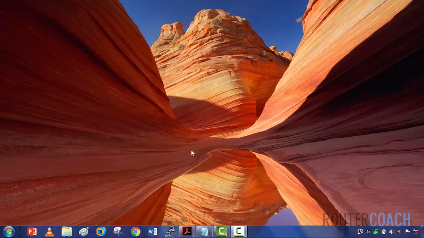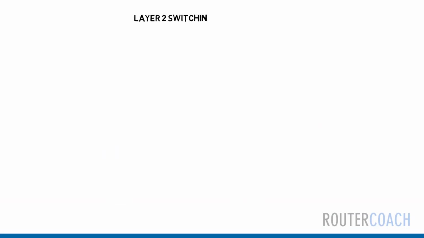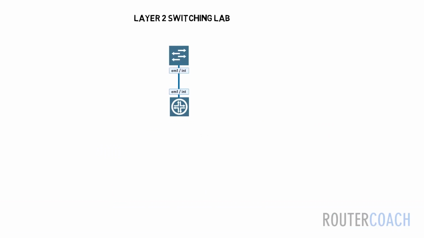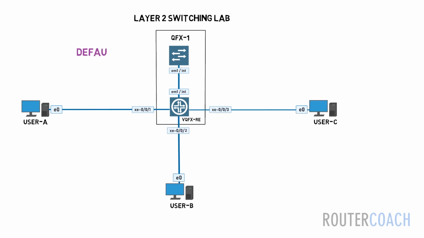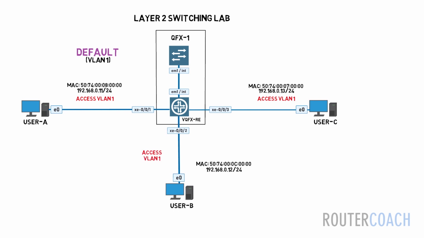So with that being said, let's examine our layer 2 switching diagram. In our diagram, we've got a Juniper VQFX switch utilizing the RE and the PFE. So you've got the routing engine, the packet forwarding engine, and connected to the switch we have three users. Let's call them user A, user B, and user C. They're configured with the IP addresses 192.168.0.11, .12 and .13 respectively, all with a /24 subnet mask. Now, the switch interfaces are configured as access ports in the default VLAN, that's VLAN 1.